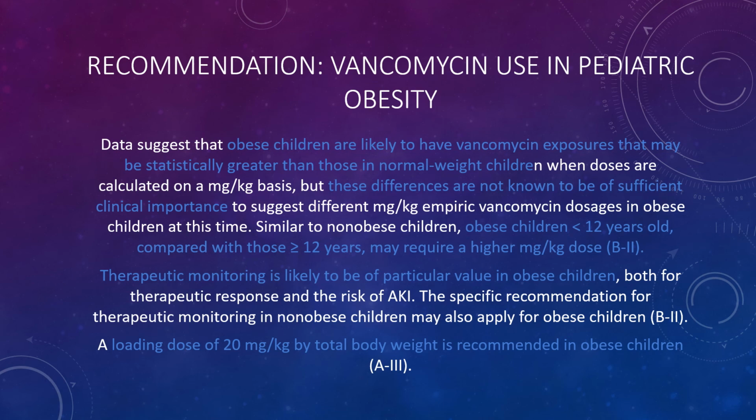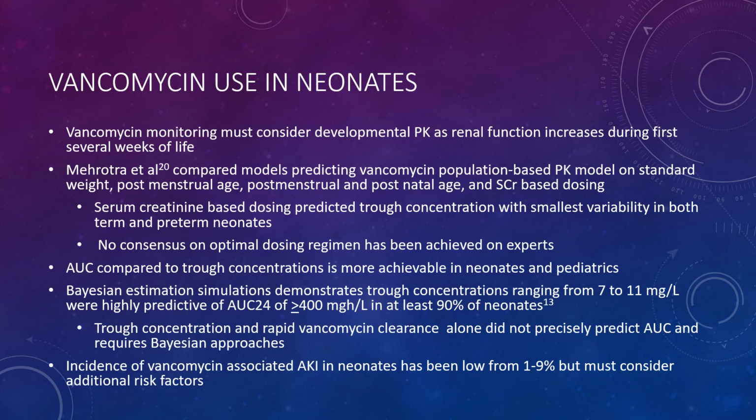Therapeutic monitoring is likely to be important in obese children because you want to make sure you're not going to cause toxicities, and therefore a loading dose of 20 mg per kg by total body weight is recommended in obese children, regardless of age. As renal function increases during the first several weeks of life, we must consider that during our vancomycin monitoring. A population-based PK model showed serum creatinine-based dosing predicted trough concentration with the smallest variability in both term and preterm, but there is no consensus on optimal dosing.